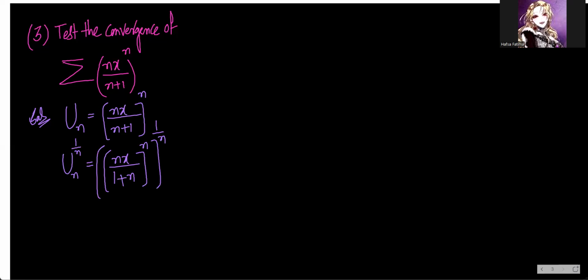Simply what happened? These two are cancelled. Then u_n to the power of 1 by n is equal to n x. And as it is divided by, from the denominator I would like to take n common again. We are left with 1 plus 1 by n. Again, these two are cancelled. Now taking limit. That is the next step.